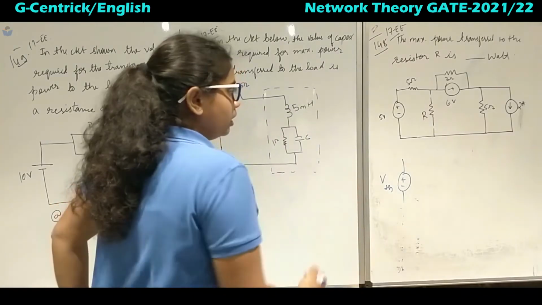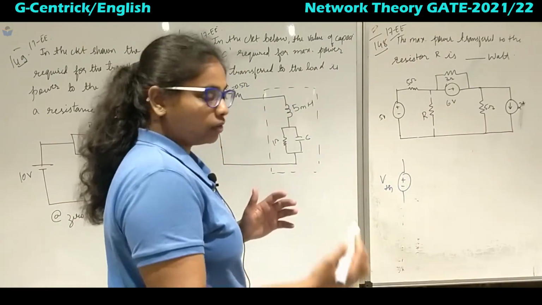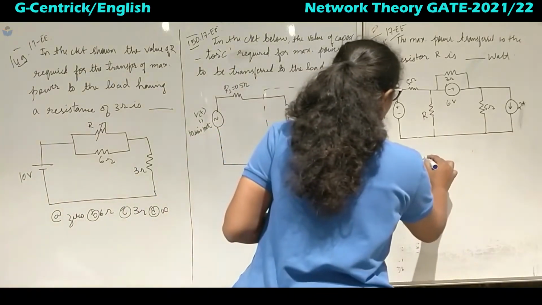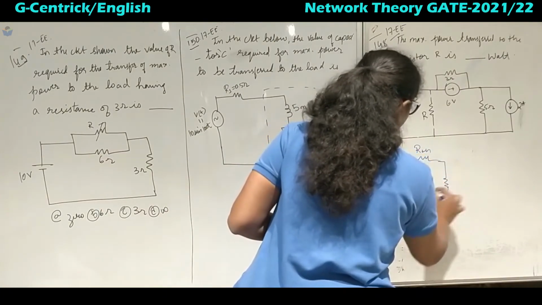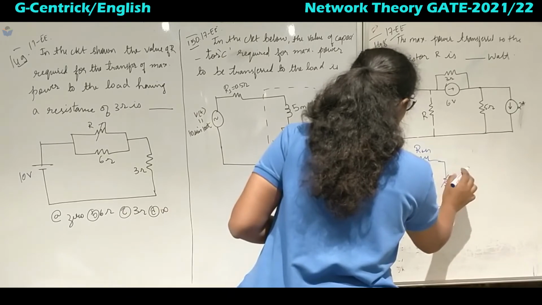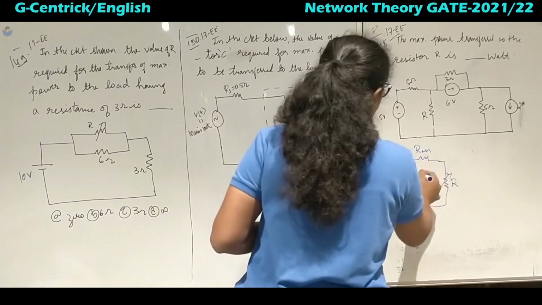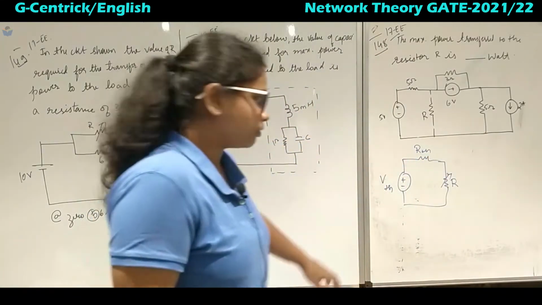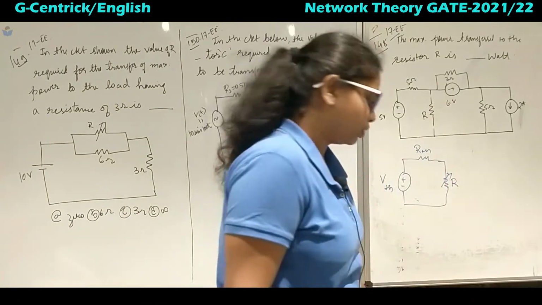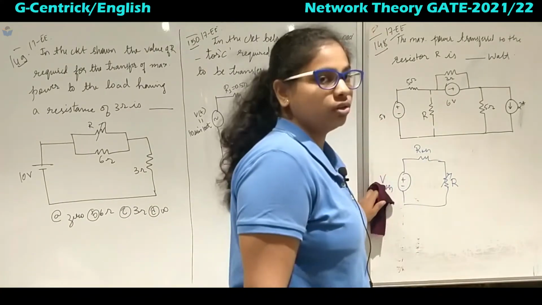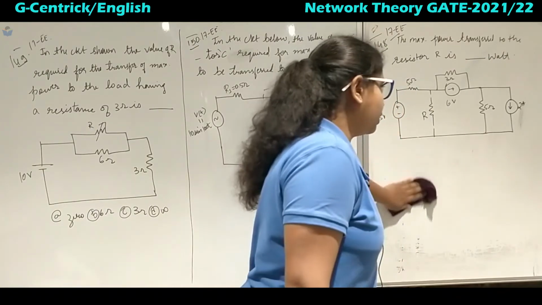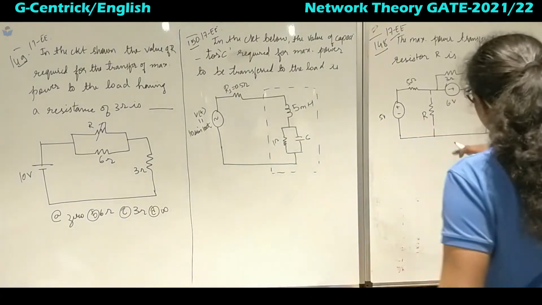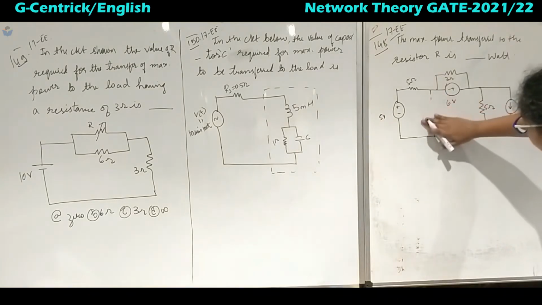Okay, so to find the VTH, that is open terminal voltage. So now this will be replaced with RTH, and this R will be here. Right, this is the R and this is RTH. So we have to find VTH then RTH. So we know that we have to reduce this to Thevenin's circuit. Okay, so now to find the VTH, I'll remove this branch.